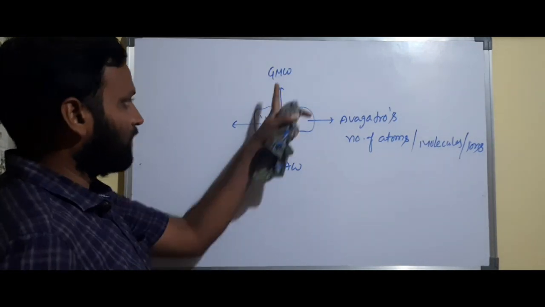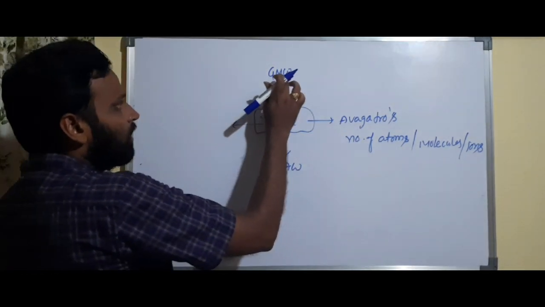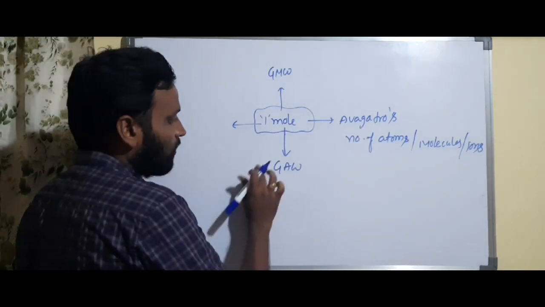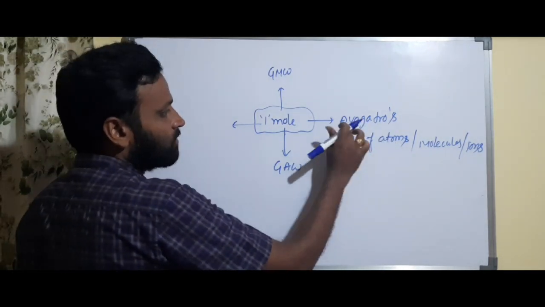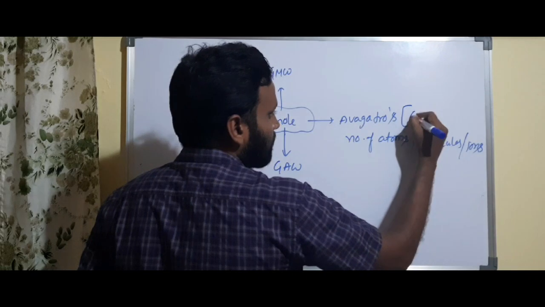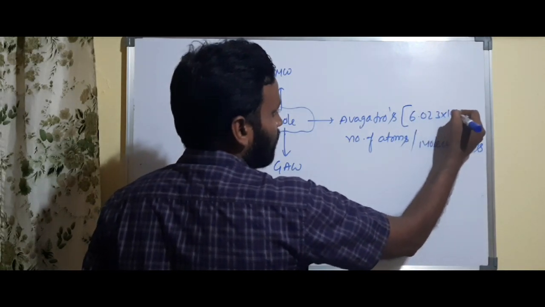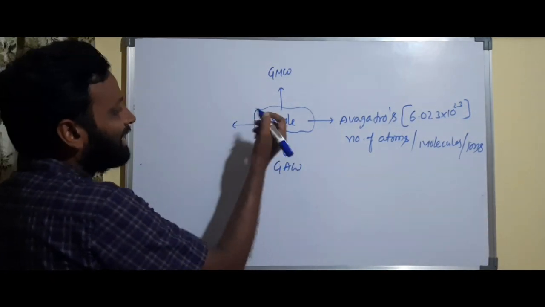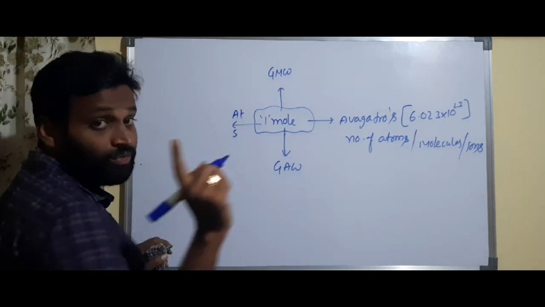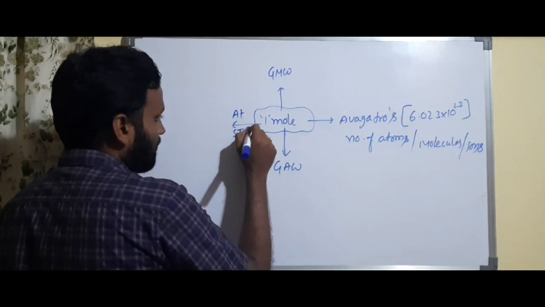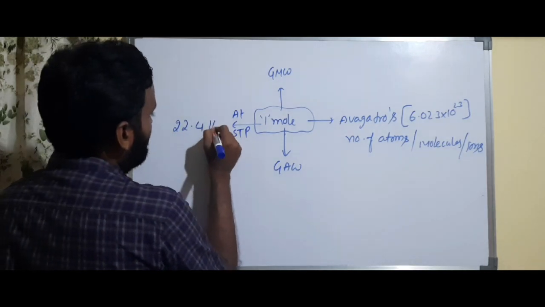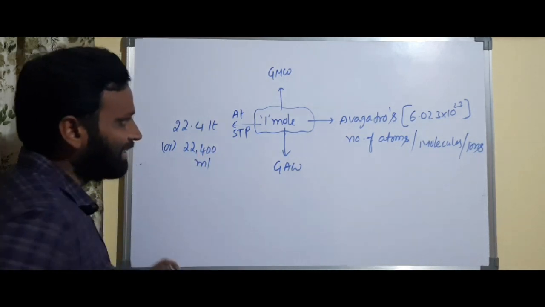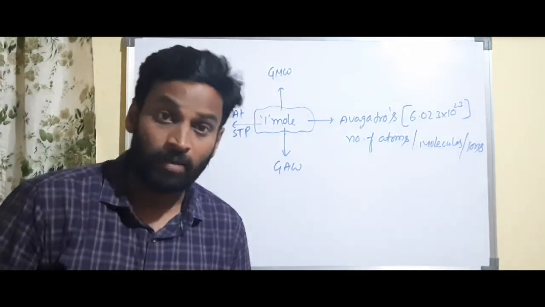1 mole has how many particles? Any two you can relate. Gram molecular weight of a substance has Avogadro number of particles. Gram atomic weight of a substance has Avogadro number of atoms. Avogadro number means 6.023 into 10 power 23. You have to consider, 1 mole of any gas at STP, only for gases, occupies 22.4 liters or else 22,400 milliliters. This is exactly what mole means.